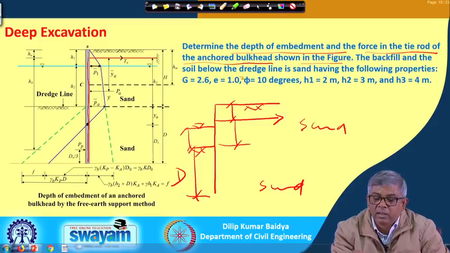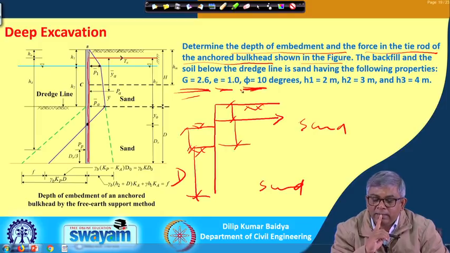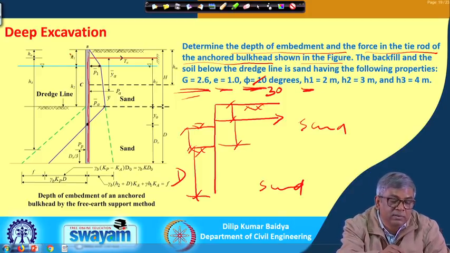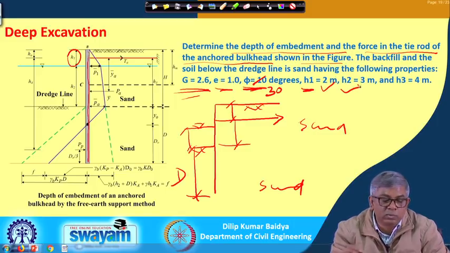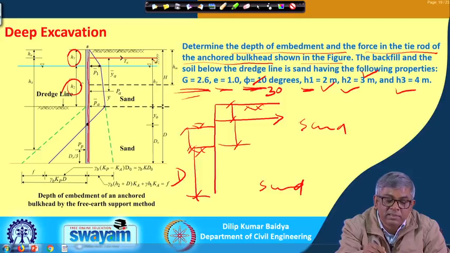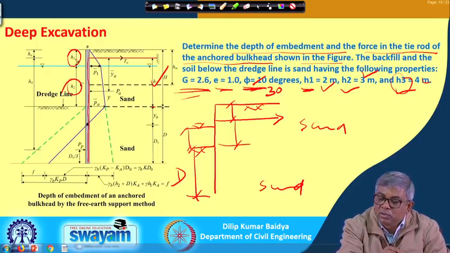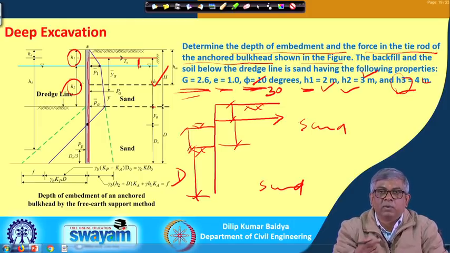Here also you can see it is given for both the sands, and instead of unit weight, G is given as 2.6, e, the void ratio, is given as 1, and phi, the angle of internal friction, is given as 30 degrees, it cannot be as low as 10 degrees, it will be 30 degrees. H1 is this one, 2 meter, and H2 is this one, 3 meter, and H3, from the tie rod to the dredge line, is 4 meter. So, this is 4, this is 2, and this is 3. So, 2 plus 3 is 5, and this is 4, which means this distance will be 1 meter. That is not given, but one can find it out.